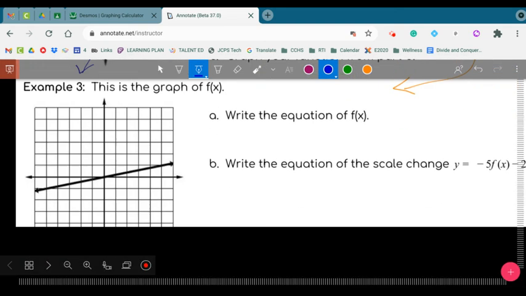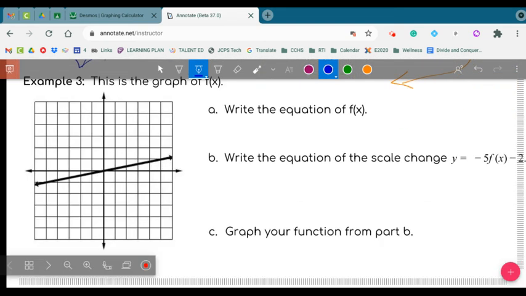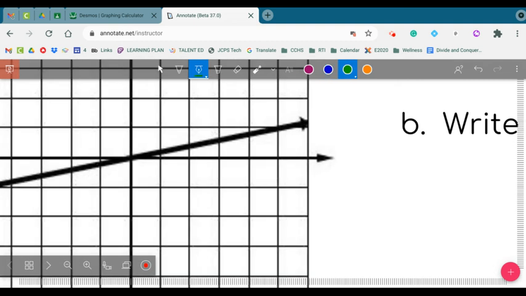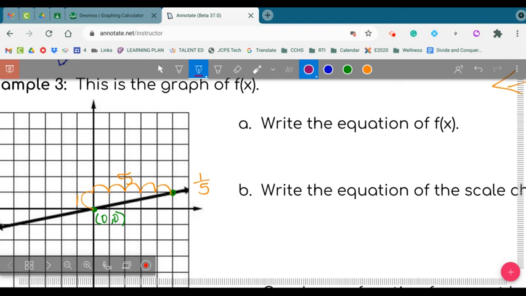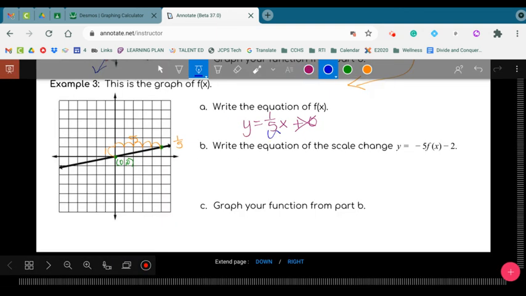Okay, last problem. So we're doing the same thing, finding our y-intercept and our slope. On this one, our y-intercept is (0, 0). And then our slope, this will be our second point. Rise 1, run 1, 2, 3, 4, 5. So our slope is 1 over 5, and it's positive because it's going up. So I'm going to have y equals 1/5 x. Since my y-intercept is 0, I can put plus 0, but you do not have to because that's not going to affect anything. Take your 1/5 x, plug it in for f of x.